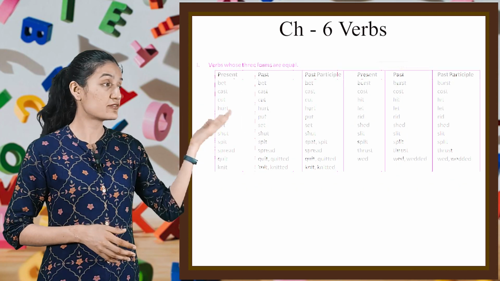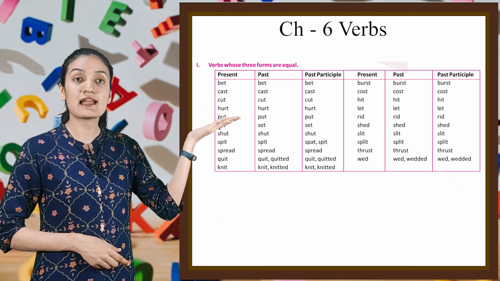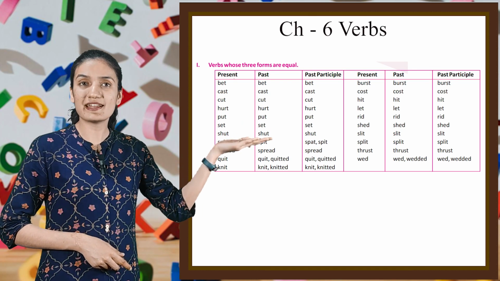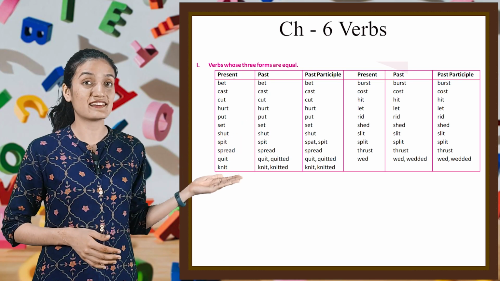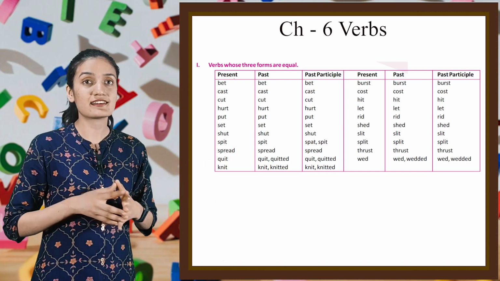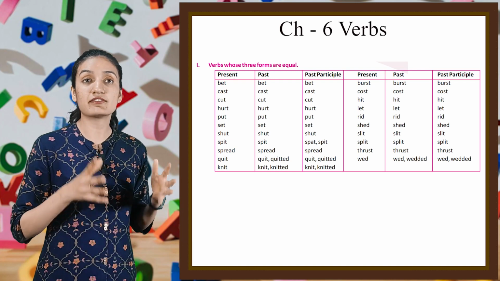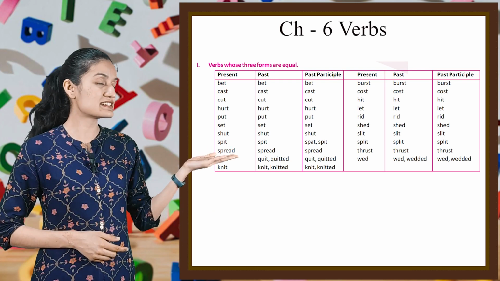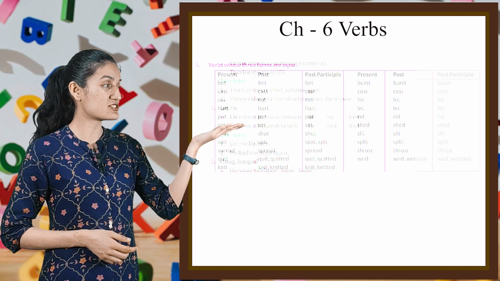Now kids, verbs whose three forms are equal. Let's see. Bet, bet, bet. Cast, cast, cast. Cut, cut, cut. Hurt, hurt, hurt. So you can see that these verbs have equal three forms. Read and learn them carefully. Now, let's move on to the next part, J.